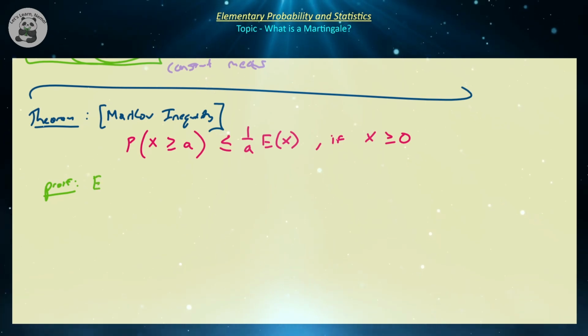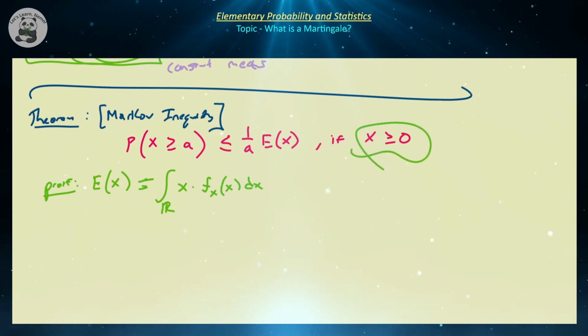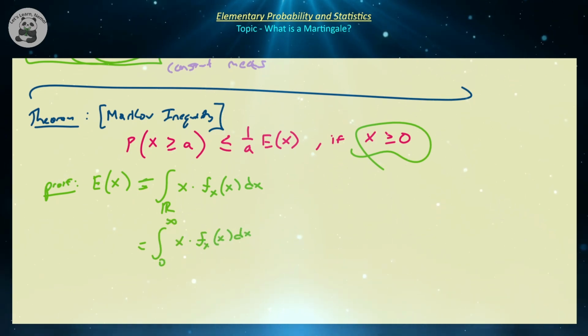So firstly, let's prove it in the continuous case, and the discrete case is going to practically follow similarly. So the expected value for a PDF obviously is going to be the integral over the domain of x times its associated probability density function with respect to x. So obviously if we're assuming that X is greater than or equal to 0, we can re-represent this integral as the integral from 0 to infinity of x times f(x) dx.